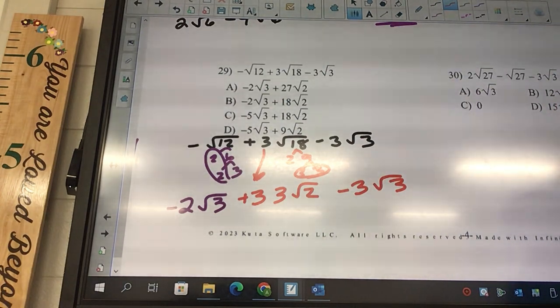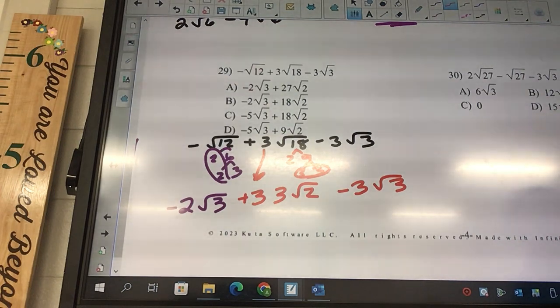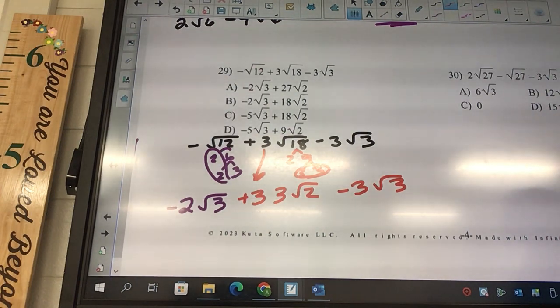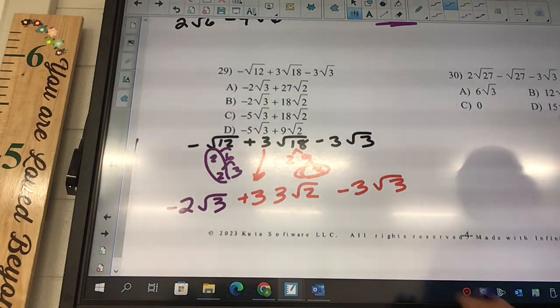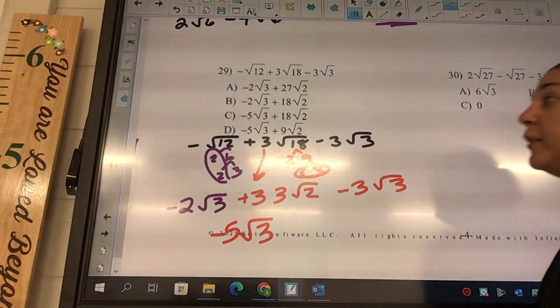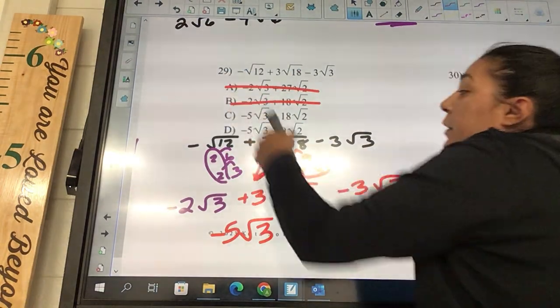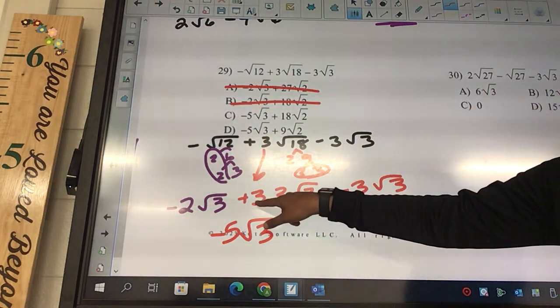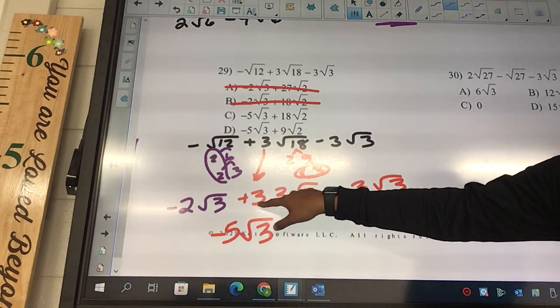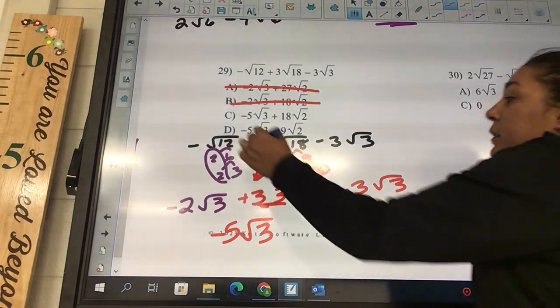Okay, which ones can we combine? Negative 2 square root 3 and 3 square root 3. Which is going to give you what on the outside? Negative 5 square root 3. So what can you eliminate? A and B, for sure. Okay, but the other ones you kind of got to keep going. And then for this one, what are you going to get with these 3 and 3? 9, which is going to be what? D.